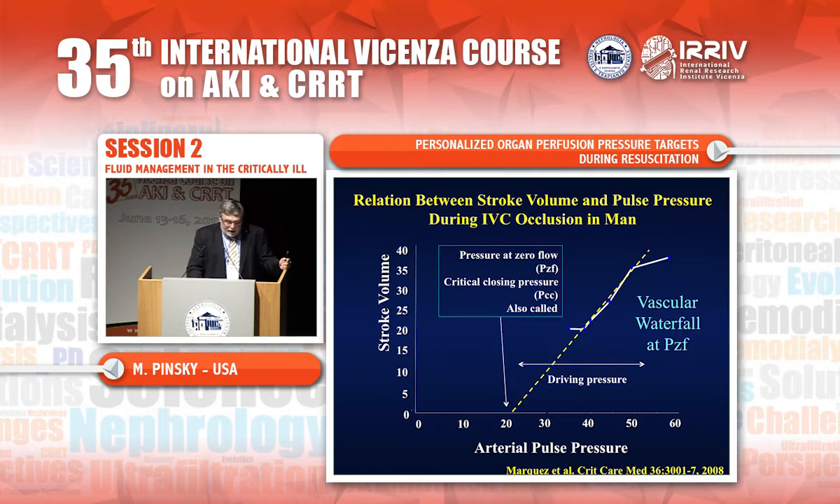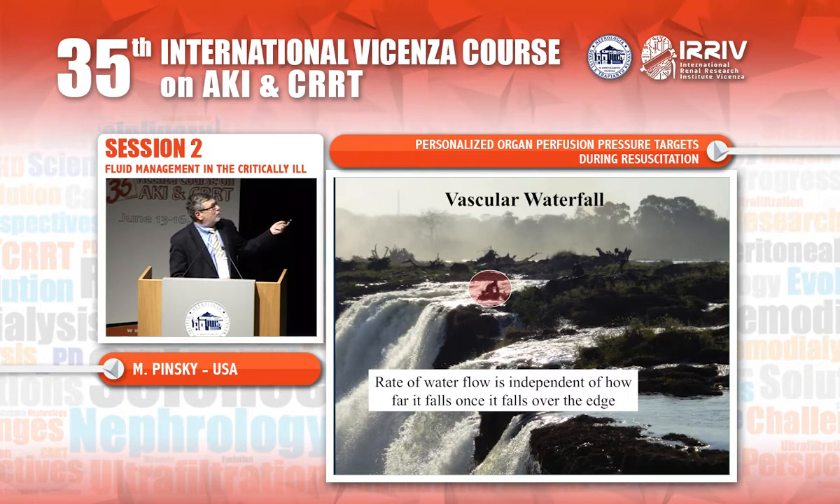What this is, we're looking at the driving pressure being significantly less than mean arterial pressure, and we refer to this as a vascular waterfall. What do I mean? Well, this is a waterfall. This is Victoria Falls, and the rate at which water falls over the falls is totally independent of how far it goes afterwards, what the CVP is. It only determines what this vascular closing pressure is and the upstream pressure. And by the way, that's me.